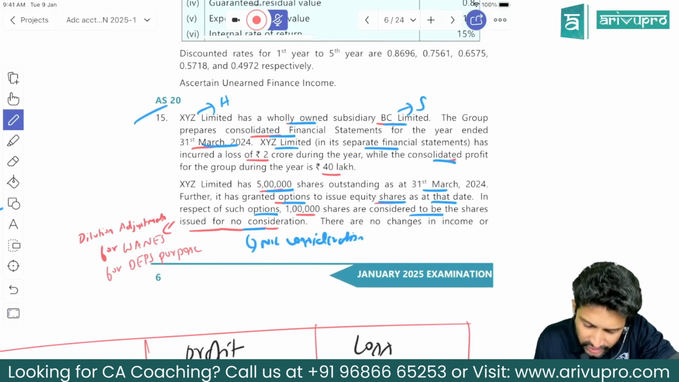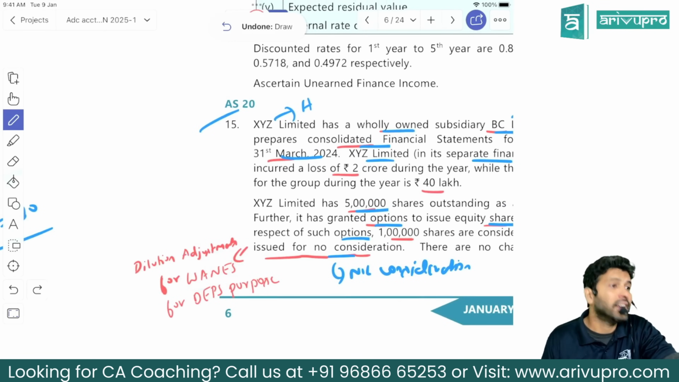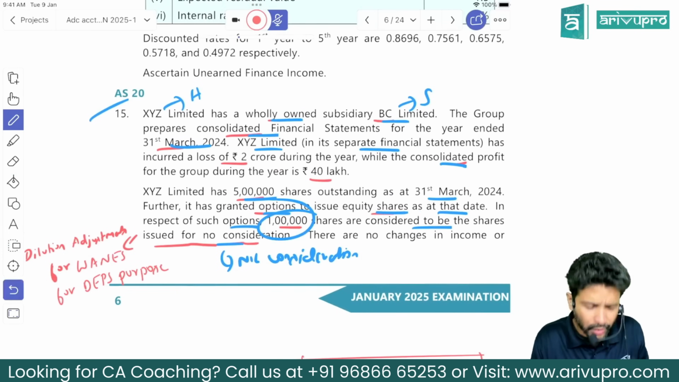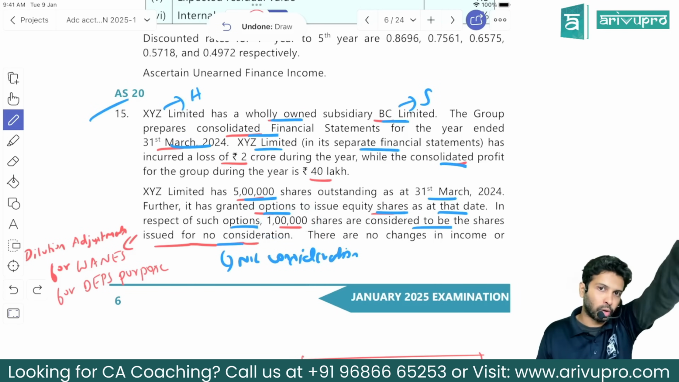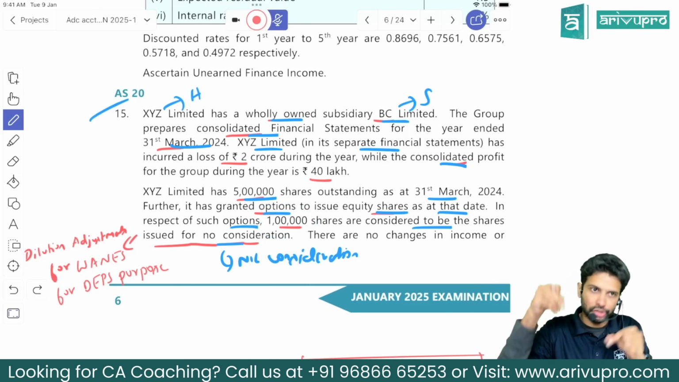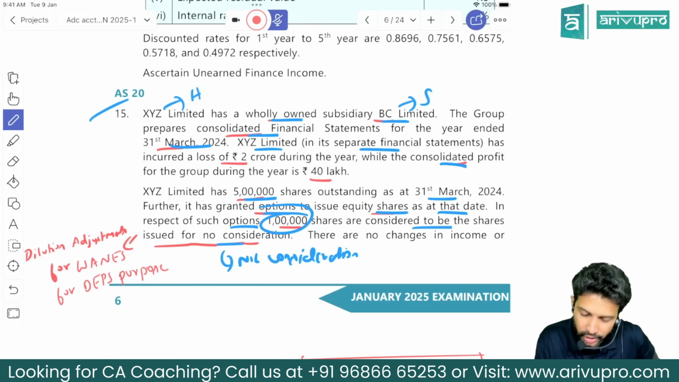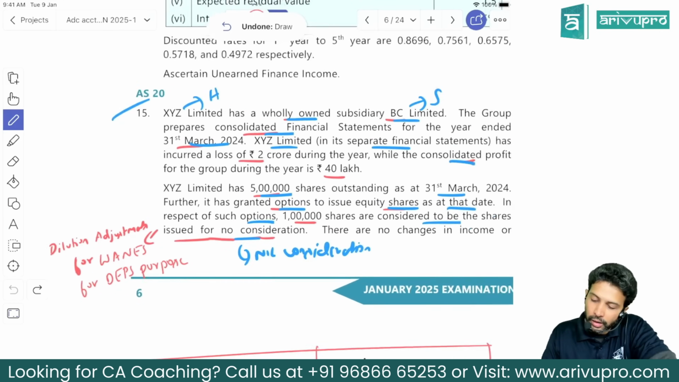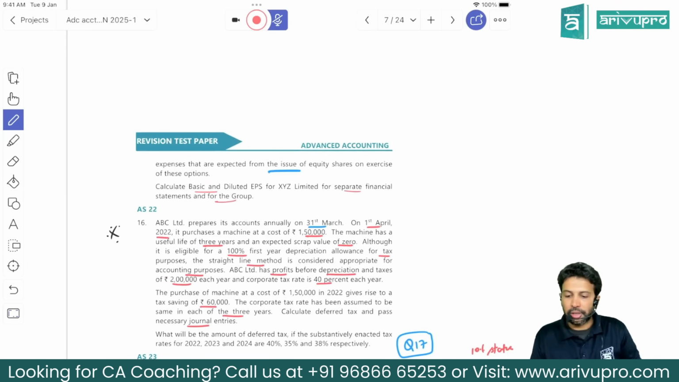So this is basically your dilution adjustment for the weighted average number of equity shares calculation. Normally we calculate this, but here in this problem they have given it. This is the dilution adjustment with respect to options. If you open your notes and flip over the options questions, you'll find this. The number of options issued for nil consideration is 1 lakh. This will be helpful for our DEPS calculation. There are no changes in income or expenses expected from the issue of shares.